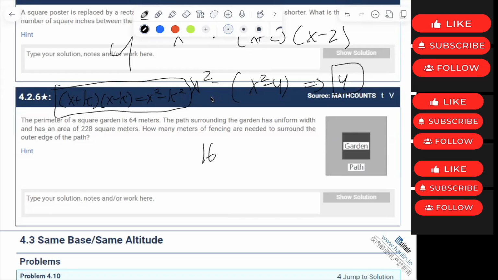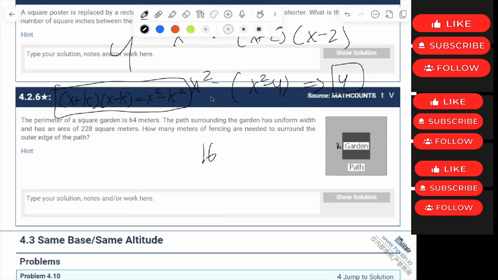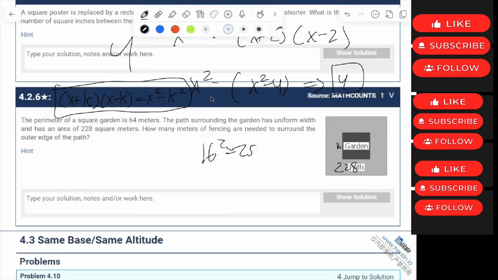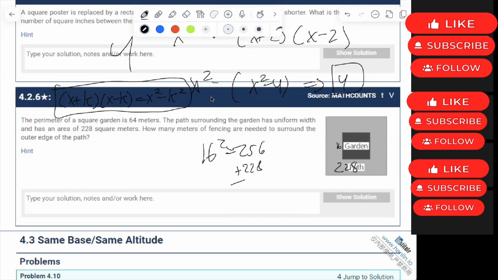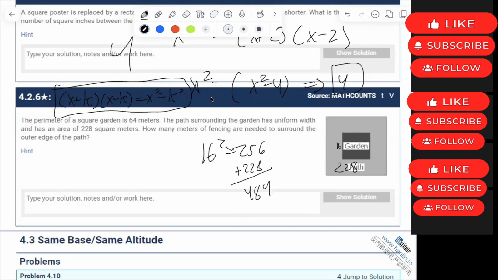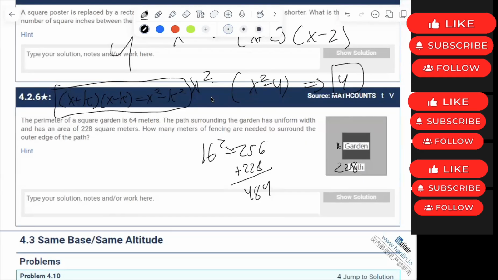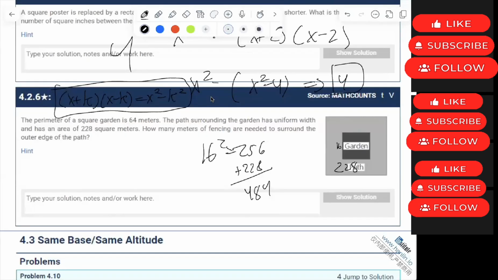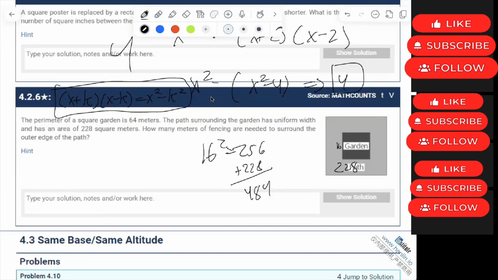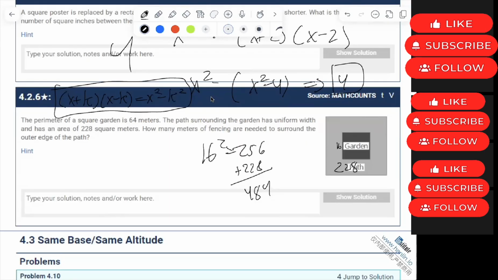Therefore, from here, we know that this area is going to be 228, and we have 16 squared is 256. Add this all up, you get 484. And that's the total area of that square. We want the total meters of fencing that need to surround the outer edge of the path, or this square. Notice that this is another square, and we're just looking for the perimeter now.